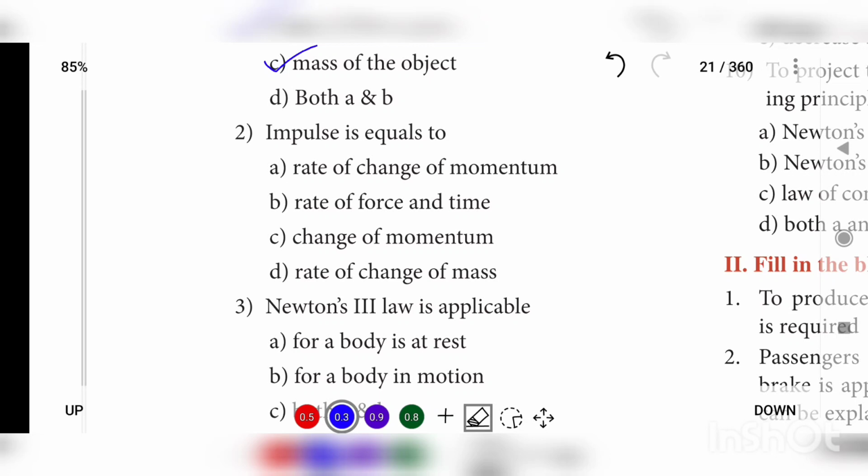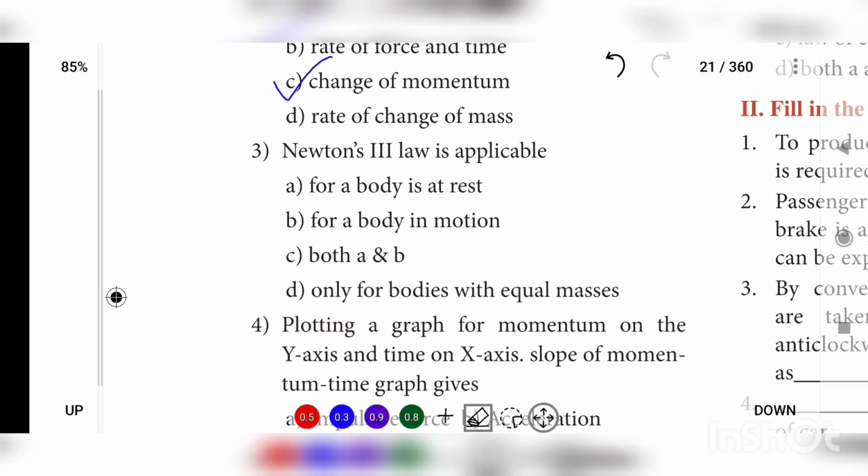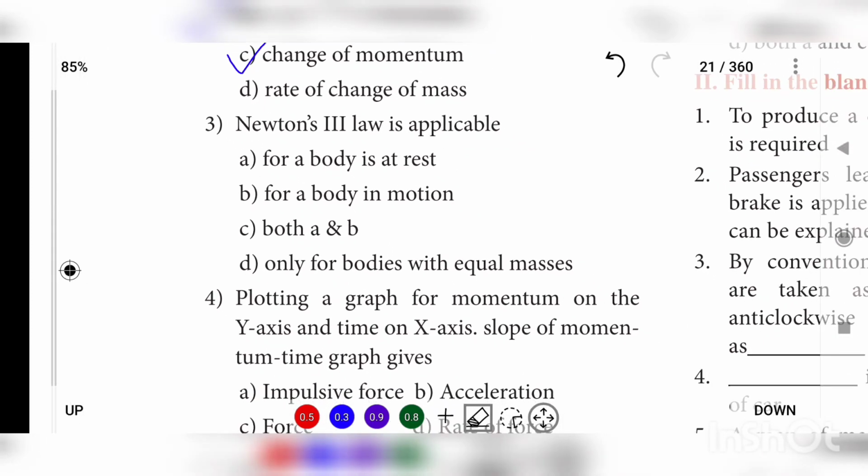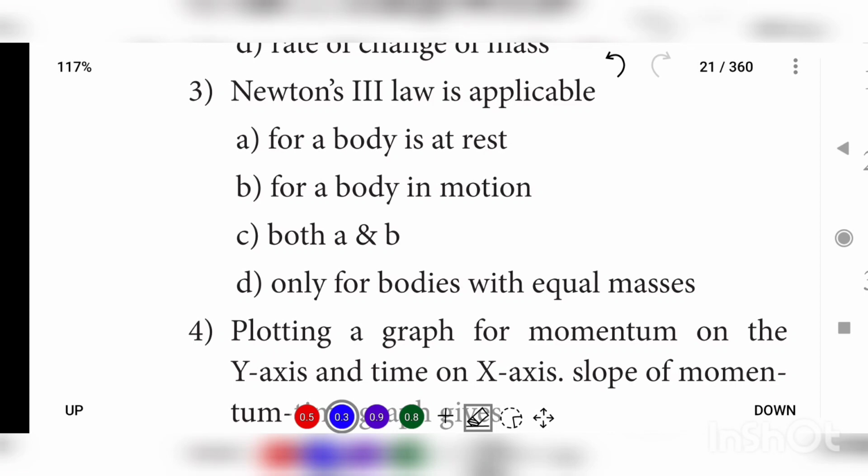Second one, impulse is equal to... Answer, impulse is equal to change of momentum. Option C, change of momentum. Third one, Newton's third law is applicable... Answer, Newton's third law is applicable for a body at rest, for a body in motion also. So option C, both A and B.